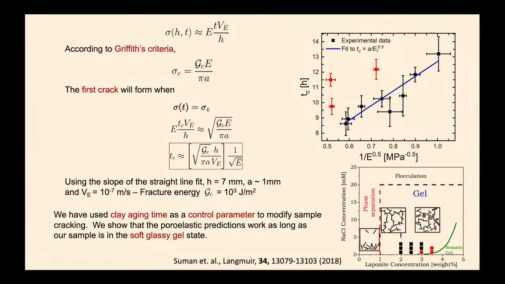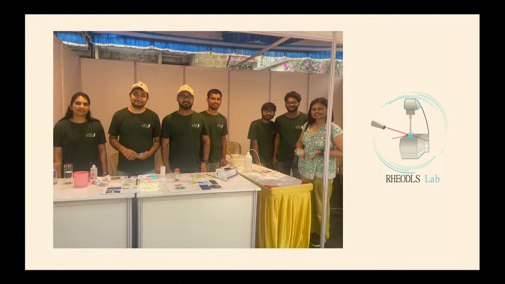So what we have shown here, in another experiment on desiccation, not pattern formation in the interfacial pattern sense, is that we've used clay aging as a control parameter to modify the sample cracking. We show that the poroelastic models work as long as our sample is in that soft glassy state, and this is the group as we are now. Thank you for your attention, and I'm sorry I took a lot of time.